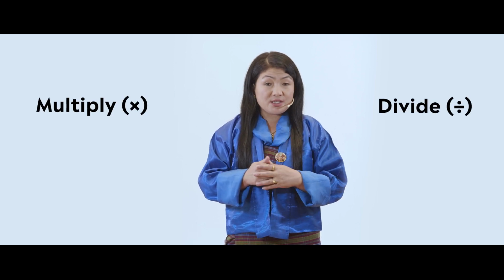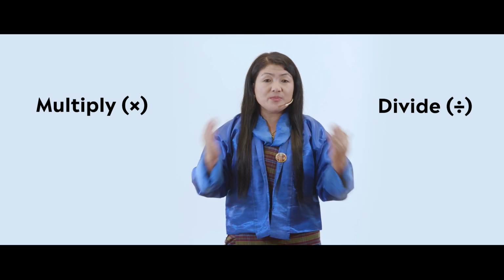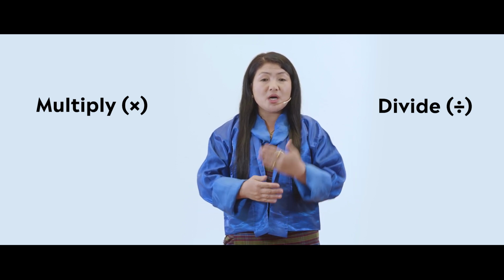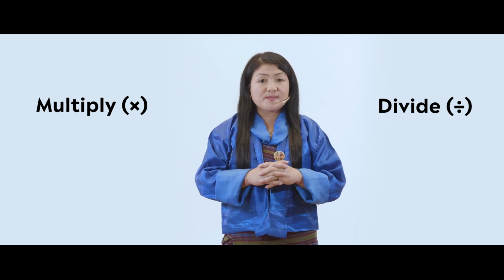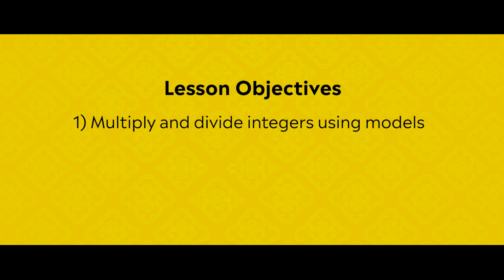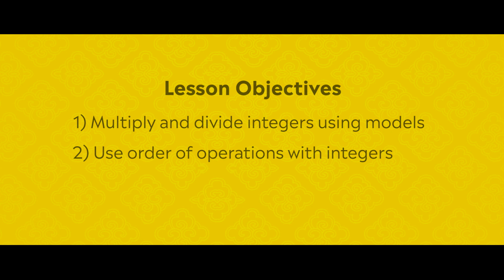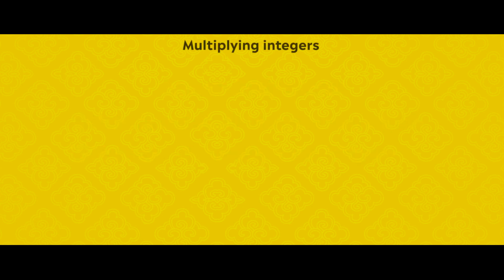In this lesson we will be learning to multiply and divide integers. In fact, multiplying and dividing integers is much easier than adding and subtracting integers. At the end of this video lesson, you should be able to multiply and divide integers using models such as number line and counters, then use order of operations with integers. Let's start with multiplying integers.